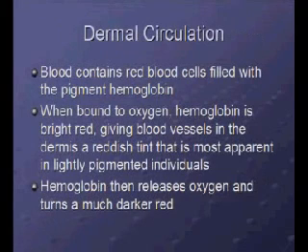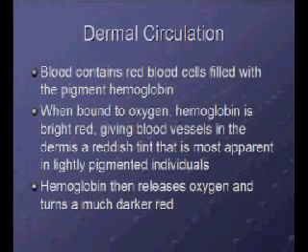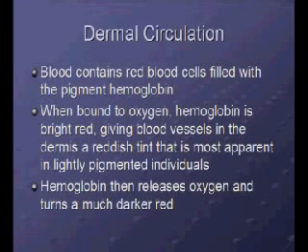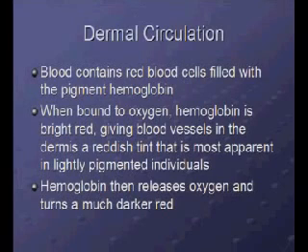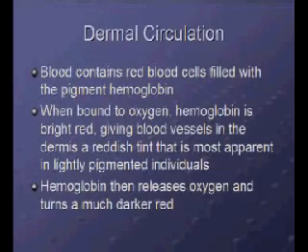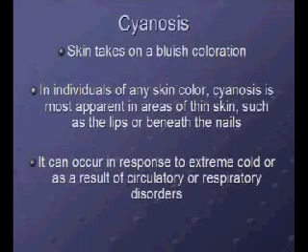Now, dermal circulation. Blood contains red blood cells that are filled with pigments referred to as hemoglobin. Now, when bound to oxygen, hemoglobin gives a bright red appearance, giving blood vessels in the dermis a reddish tint, which is most apparent in individuals that are lightly pigmented. Hemoglobin, when it releases the oxygen, actually the individuals turn darker, a darker red, or sometimes a bluish discoloration.